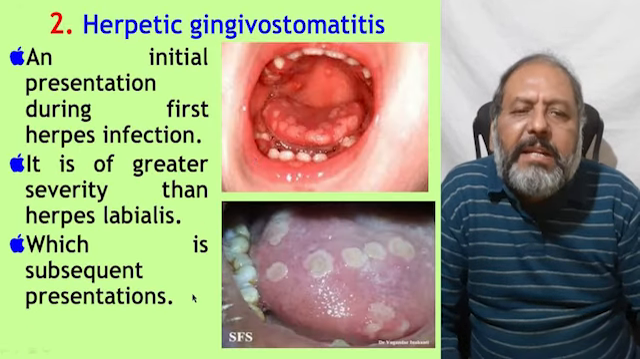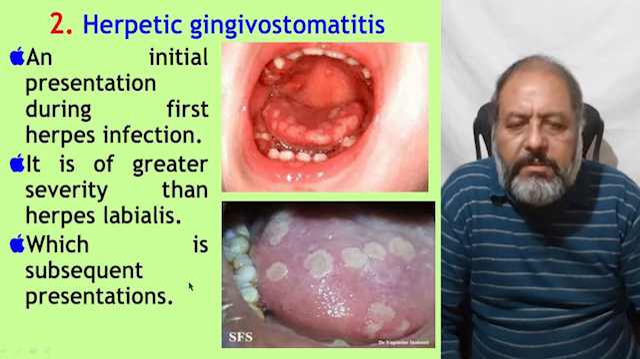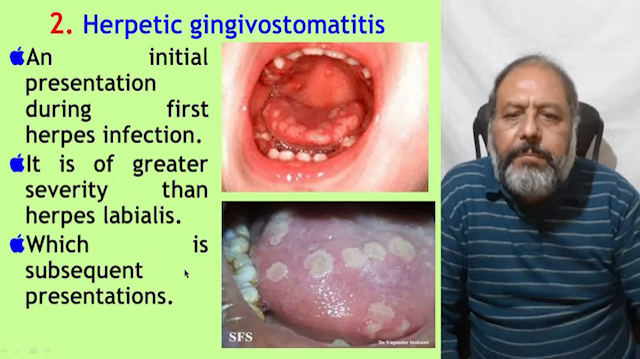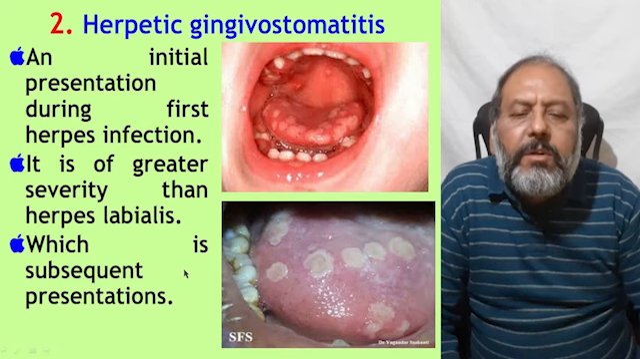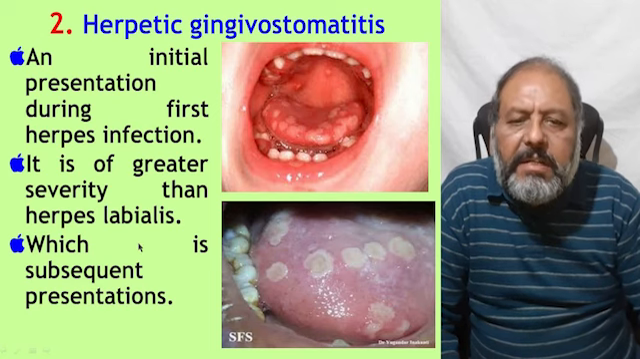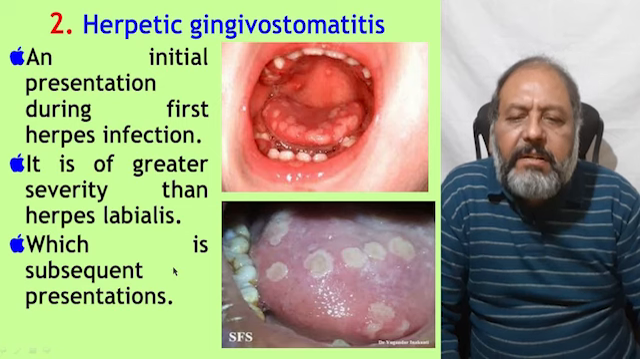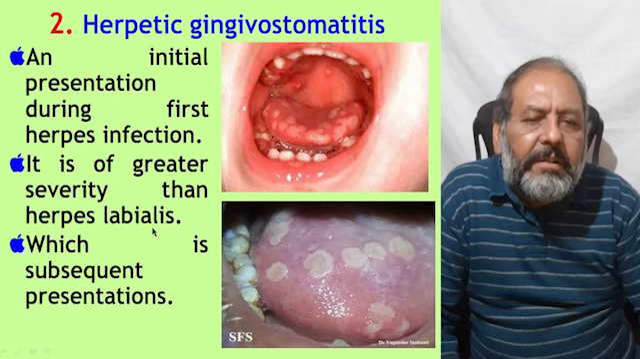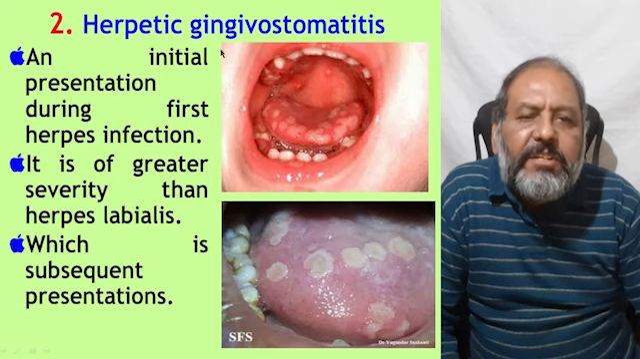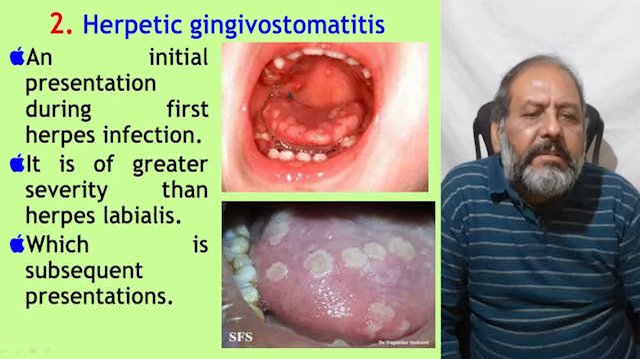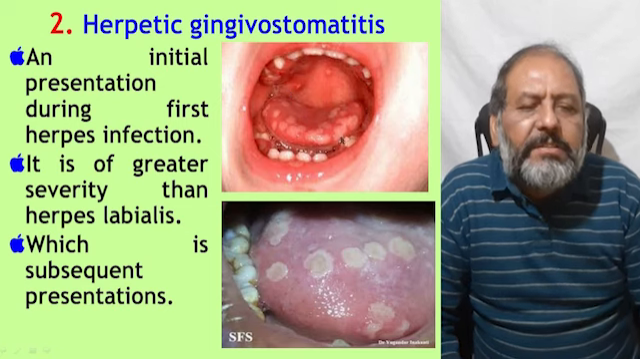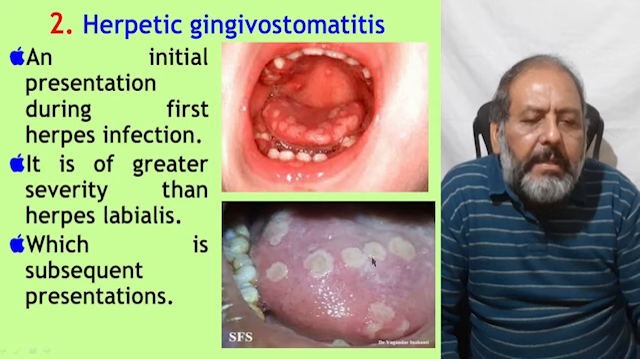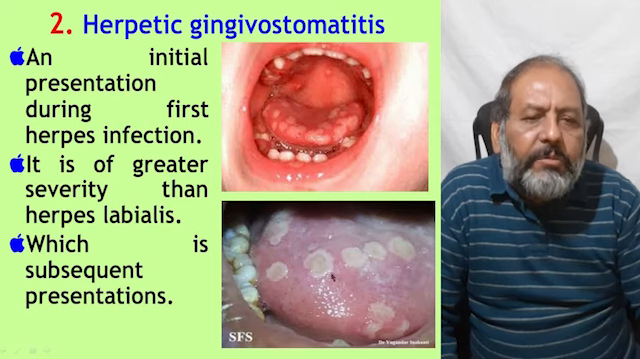Number two is herpetic gingivostomatitis, as the name explains a bit. An initial presentation during the first herpes infection, it is of greater severity than herpes labialis, which is a subsequent presentation. One can see the gingiva and the tongue are involved. The infection is on the tongue, and it is also on the gums.